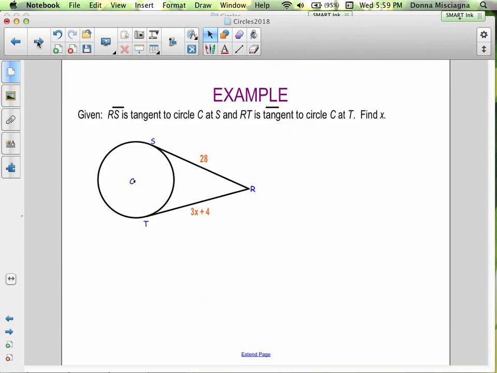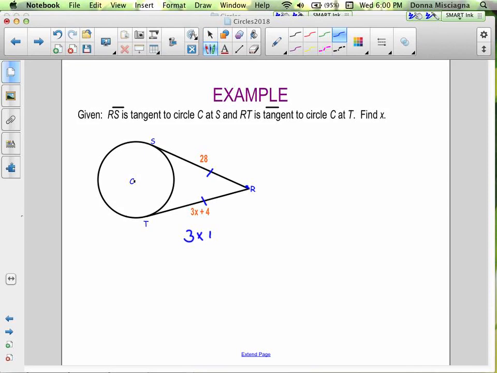Some of these are in your notes. I believe this one is. Yes, this one is. We're given RS is tangent to circle C at S, and RT is tangent to circle C at T, and we want to find x. We have two tangents that intersect at a point. How do we know they're tangents? Well, we're told. That's given information. We need to either be given that those are tangents, or the diagram has to show that those segments are perpendicular to a radius. Either one would be enough to know they were tangents. So if they're two tangents that intersect at a point, they have to be congruent.